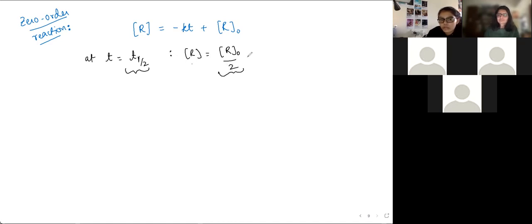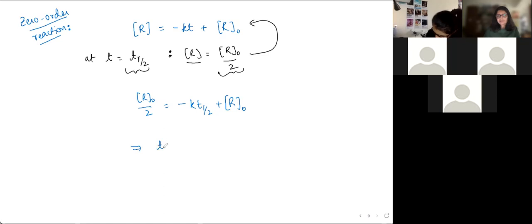So ma'am, what about minus KT? No, this is our concept. Now we'll substitute these values in this. So R naught by 2 is equal to minus KT half plus R naught. Right? So rearrange it and tell me what do you get? If I want to find T half, what is my formula for that?